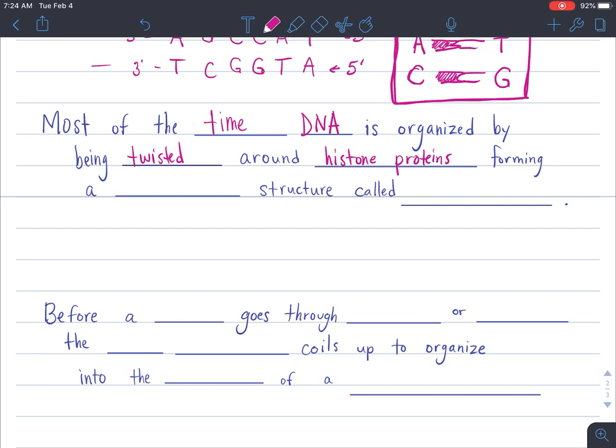And it forms a thread-like structure. And this thread-like structure is called chromatin.